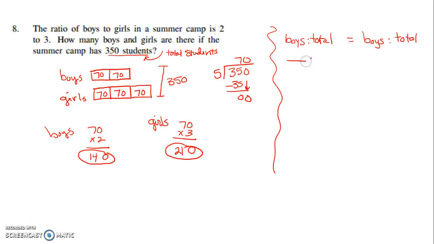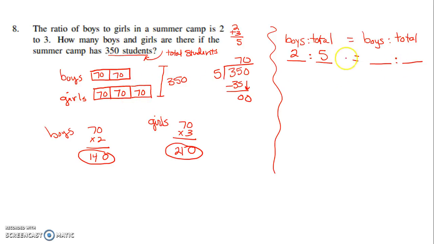And here, if you were going to do your upside down caret method, you would say, okay, the boys to girls is 2 to 3. So the boys is 2 parts. If the boys to girls is 2 to 3, boys to total, if we add 2 plus 3, we'll come up with 5. Boys to total is 2 to 5. 2 parts boys out of the total of 5 parts.